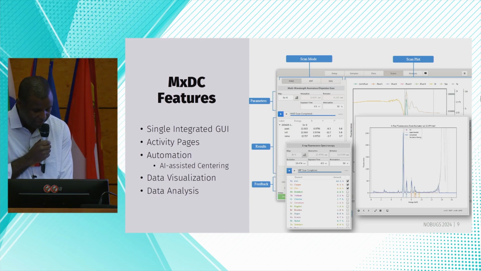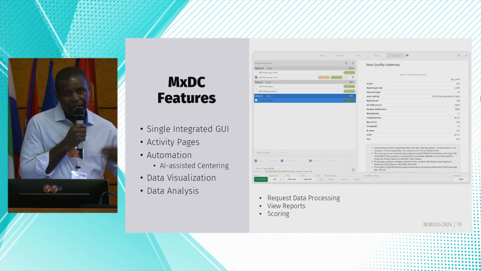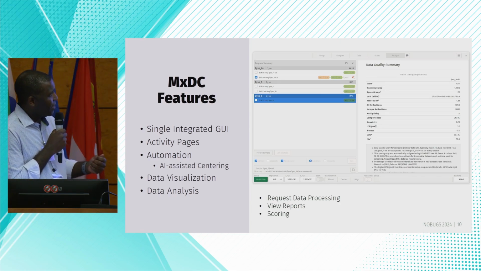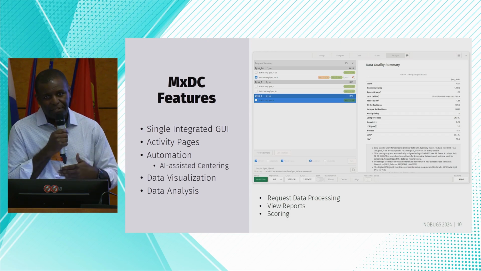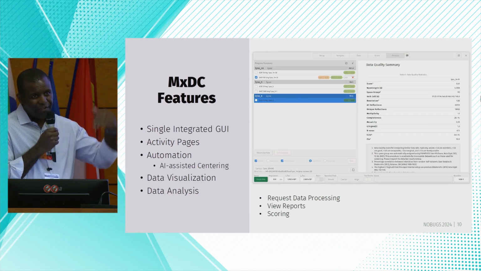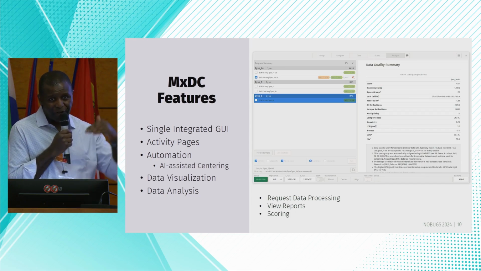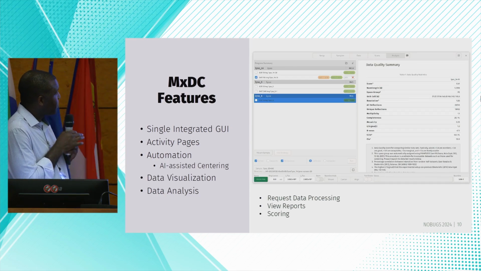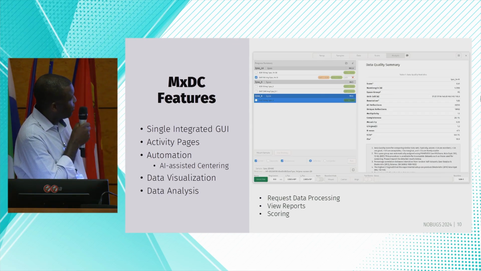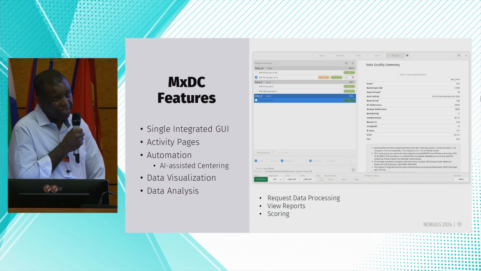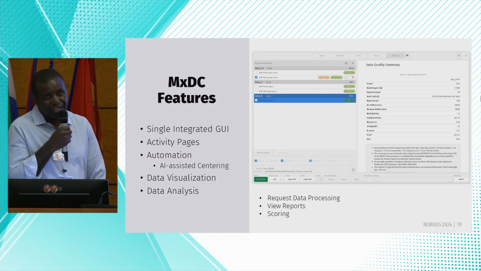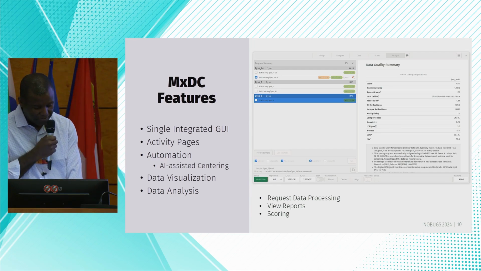And also data analysis. Every time a data set is acquired, a request is made to analyze the data. The request is sent to the data analysis server, and when the results are ready, they're sent back to MXDC. The user can visualize the graphical report right within the software. And so you see there's scoring on the left hand side of the various data sets, so the user can see what the quality of the data set is and make better decisions about how to proceed with the next samples.